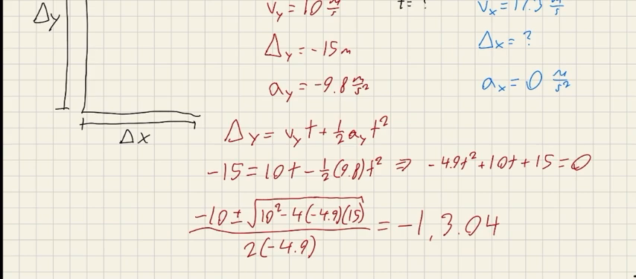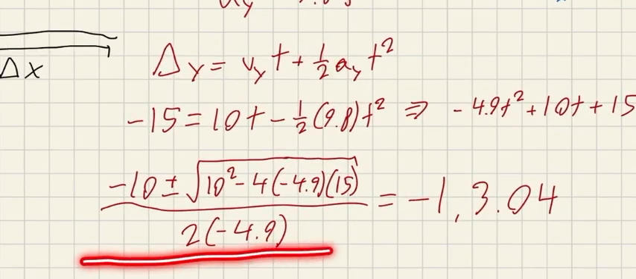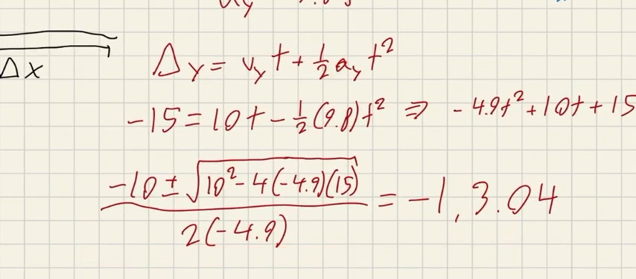I've set up and solved the quadratic formula here. And I have our two solutions. Negative 1, which is the answer you get if you use positive in the quadratic formula, and positive 3.04, which is the answer when you use the minus sign instead. The answer we want, since we're solving for time, is the positive value. So t is equal to positive 3.04.